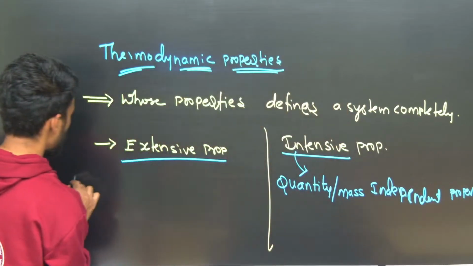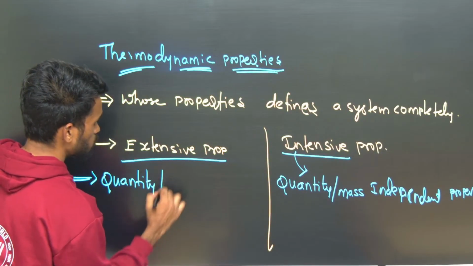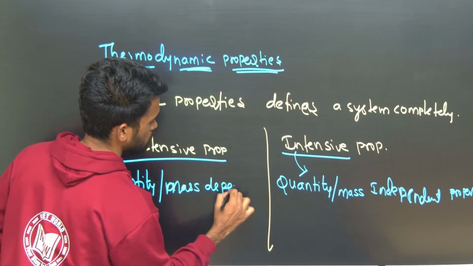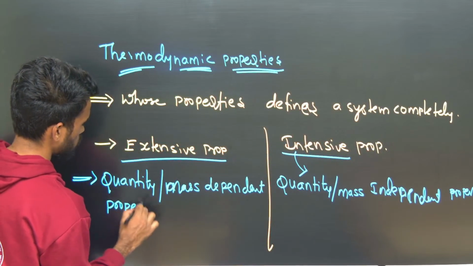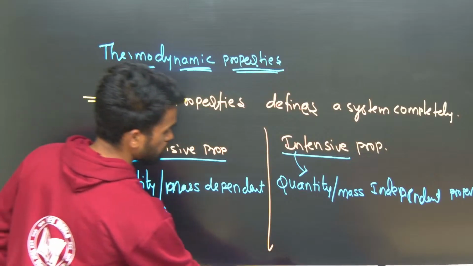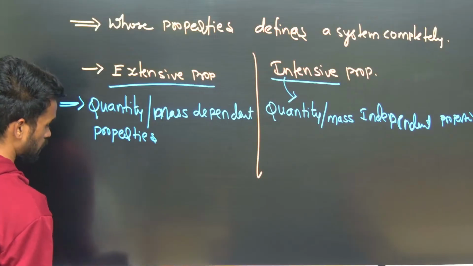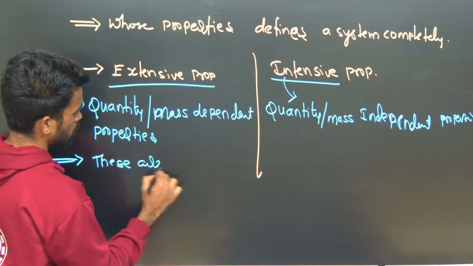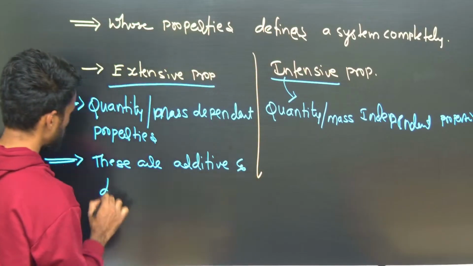Okay, and these are mass or quantity dependent properties. Quantity or amount of substance, mass dependent properties. Give some examples for mass dependent properties. Before going to examples, you can also write a few more points. These are additive. This can be added, additive, and divisible.